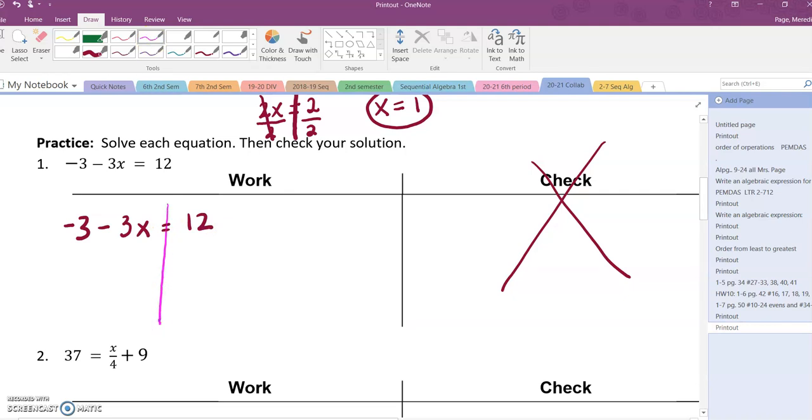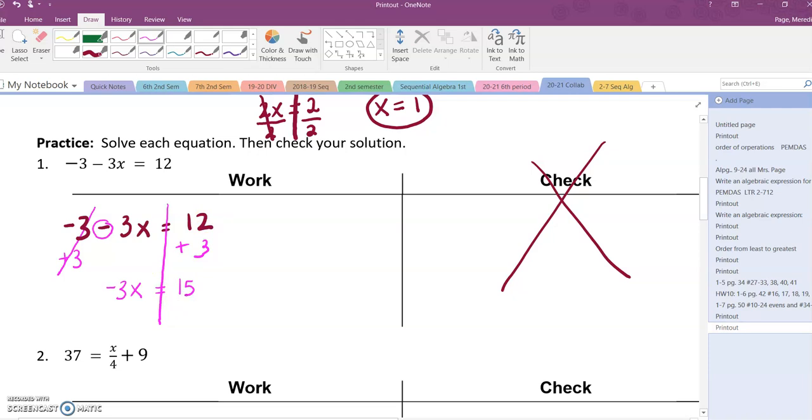Step 1 is to add or subtract to isolate the variable term. So this constant, this negative 3, I need to move first. That's a negative 3 or a minus 3, so the opposite is to add 3 to both sides. Add 3 to the 12, because 12 and 3 are like terms, they're just numbers. So these 3's cancel, and I'm left with negative 3x equals 12 plus 3.